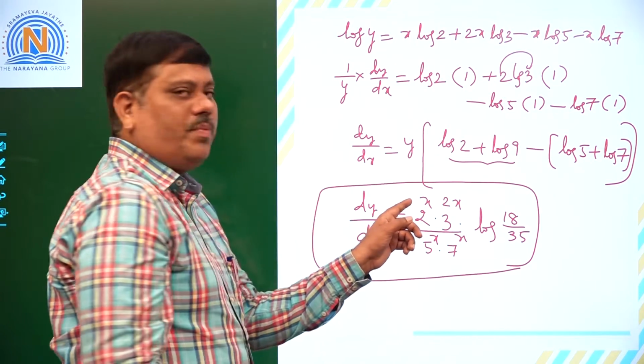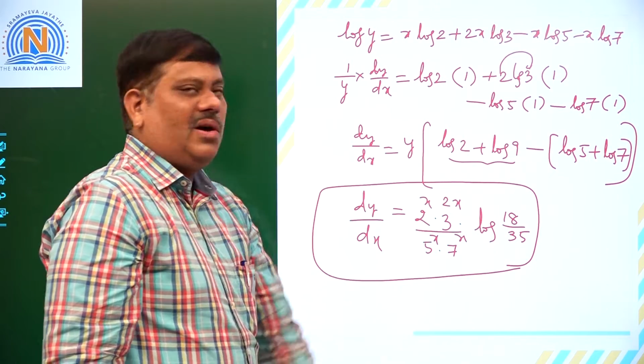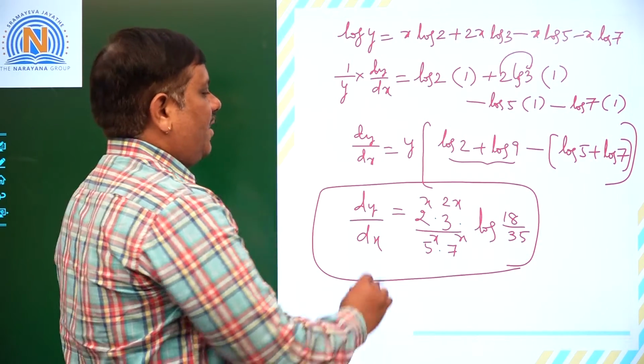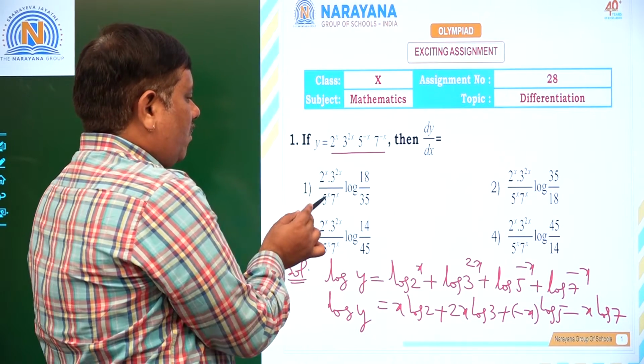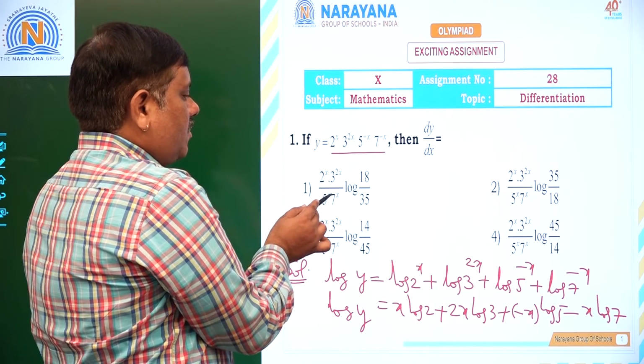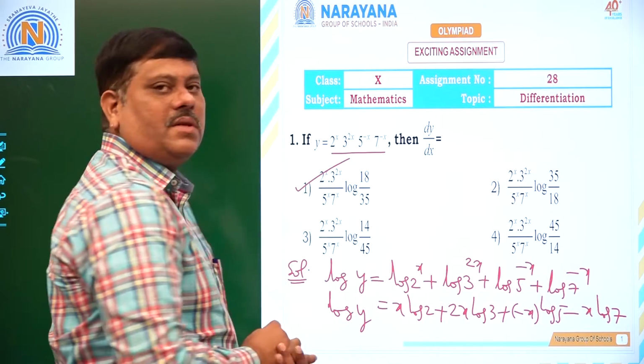What is that? 2 power x into 3 power 2x by 5 power x into 7 power x, log 18 by 35. If you look at the options where we have that, 2 power x 3 power 2x by 5 power x into 7 power x log 18 by 35, this will be the right answer for this question.